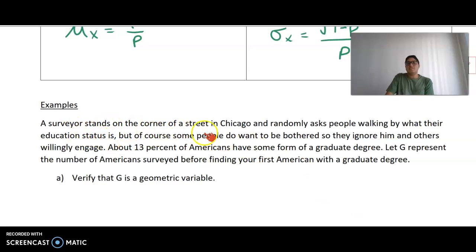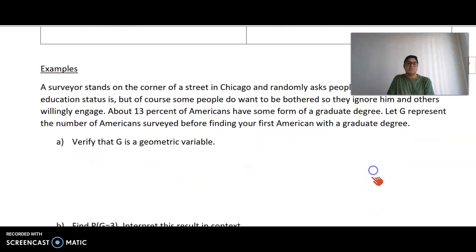So suppose a surveyor stands on the corner of a street in Chicago and randomly asks people walking by what their education status is. But of course, some people do not want to be bothered, so they ignore him, and others willingly engage. Now, about 13% of Americans have some form of a graduate degree. We're going to let G represent the number of Americans surveyed before finding your first American with a graduate degree.